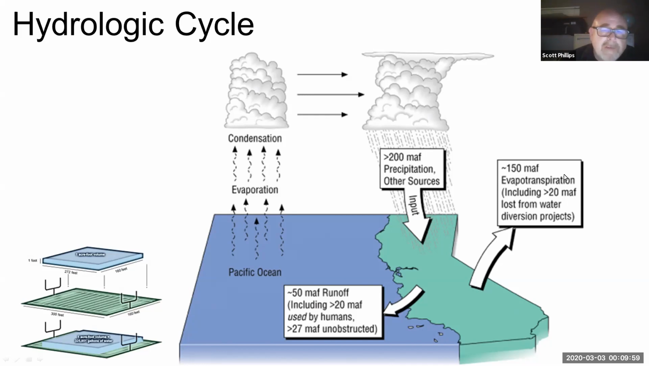We lose about 150 million of those through evapotranspiration, which is evaporation and plants losing water through their leaves. And then we have about 50 million acre feet of runoff, including about 20 million acre feet that are used by humans. The remainder of it goes through pretty much unobstructed, as rivers cycle their way back out into the ocean. So we use a good chunk of it before it makes its way out.